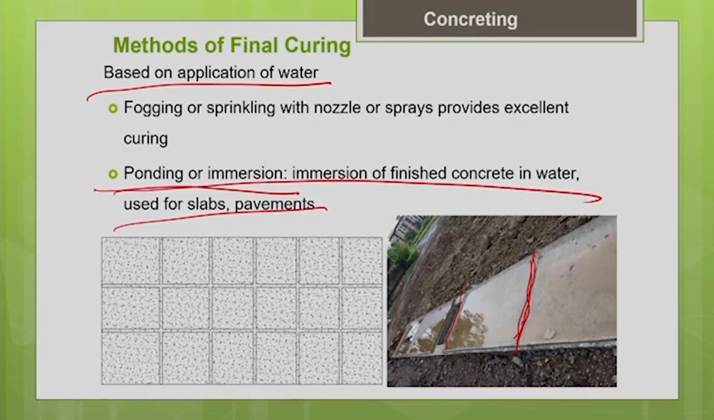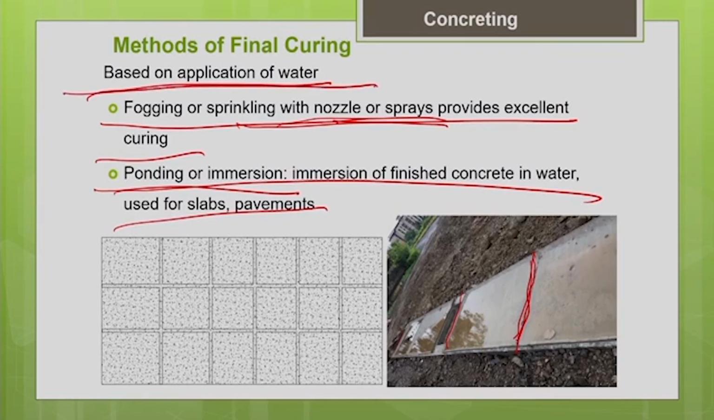What are the other methods of application of water? You can go for fogging or sprinkling with nozzles or sprays. All these provide excellent curing. These are the methods based on application of water. As I told you, we can classify the methods of curing into two. In one method we directly apply water. In the other method you just prevent the loss of water from within the concrete to the outside environment. Now we are discussing the method based on application of water. You apply the water, which is the best method, particularly for mixes with a low water to cement ratio; we should go for methods based on application of water.